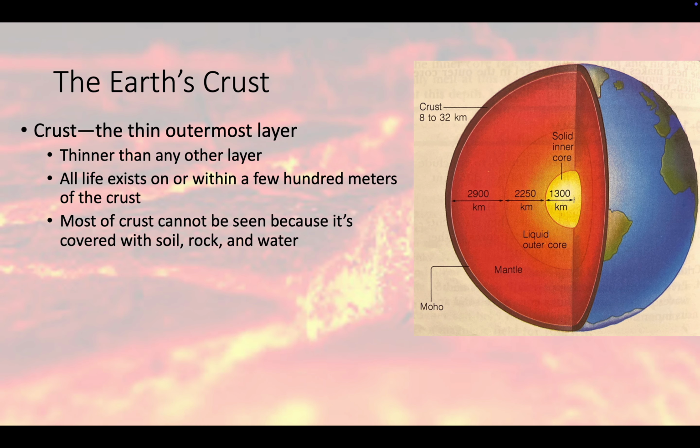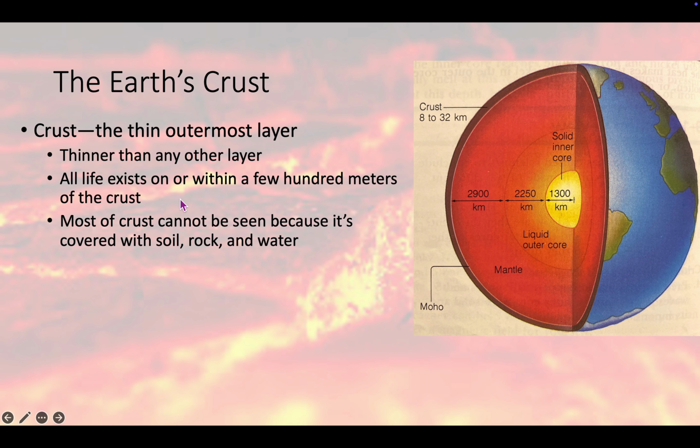Okay, so the crust is a thin outermost layer. It goes from 8 to 32 kilometers. You can add that to your notes here so that you have that. We've been talking about that all along, that the crust is going to vary depending upon whether it's oceanic or whether it's mountains. That'll impact how thick the crust is. It's thinner than any other layer.